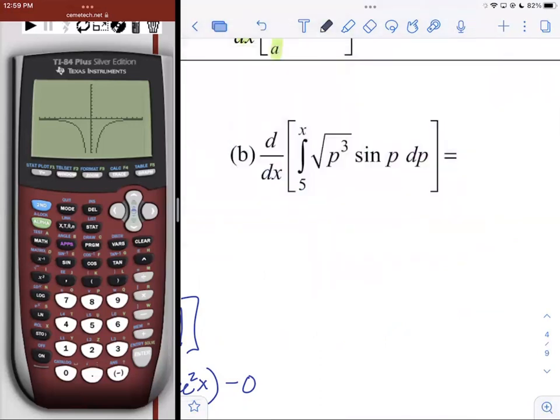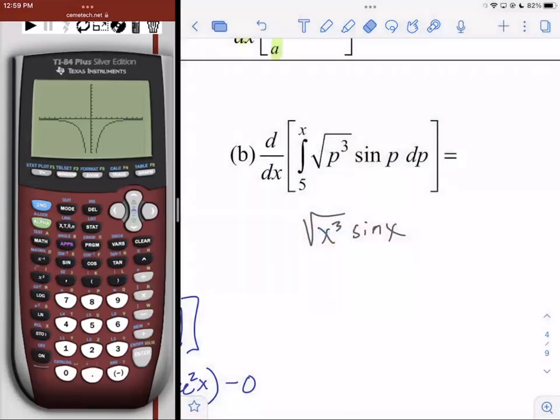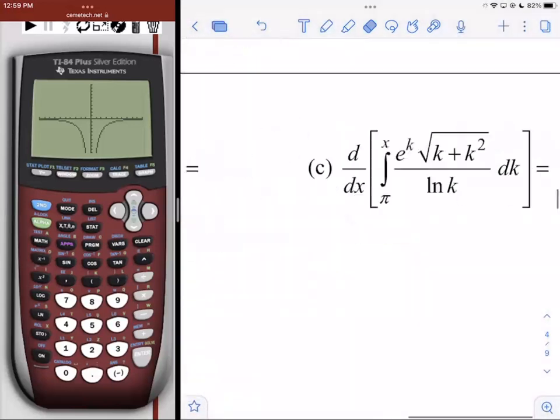Put an x where the p is and get the square root of x cubed sine of x. Do we put plus c? No, no, no. Not unless off to the side you say c is 0. There's no plus c, because remember, order of operations. We integrate, evaluate, and then the last thing we do is we take the derivative. The c's would have been gone anyway, right? Yeah, there you go. All right, you're so good now.